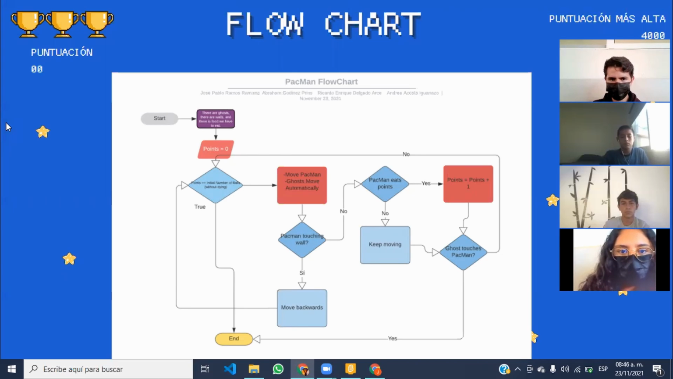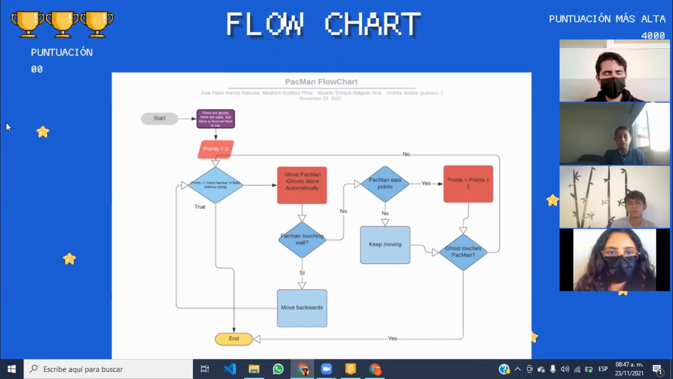After that, the Pac-Man moves and the ghosts move automatically. Then it is asked if the Pac-Man is touching a wall. If it is, it moves backward and starts the cycle all over again. And if not, the Pac-Man eats points. If that statement is true, it adds a point to the score, and if not, it keeps moving. After both of these commands, it is asked if the Pac-Man touches a ghost, and if it is, the game ends, and if it is not, the cycle begins again.